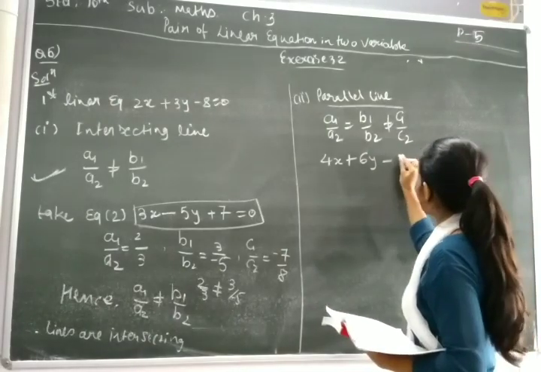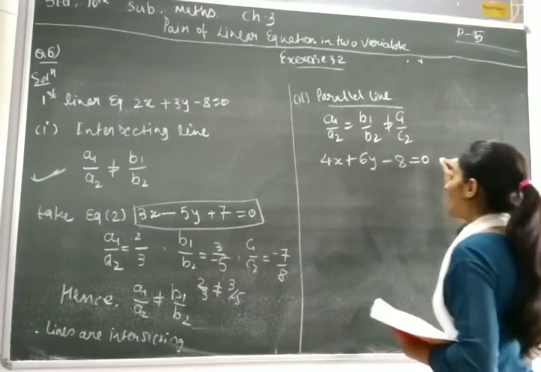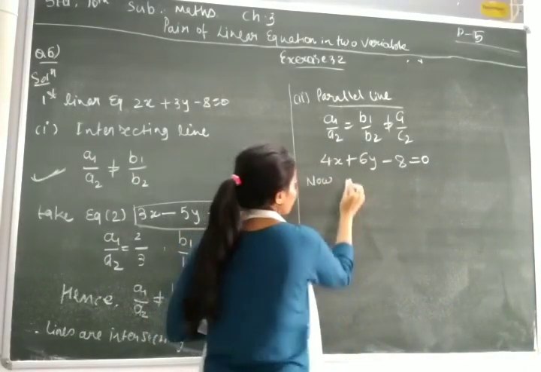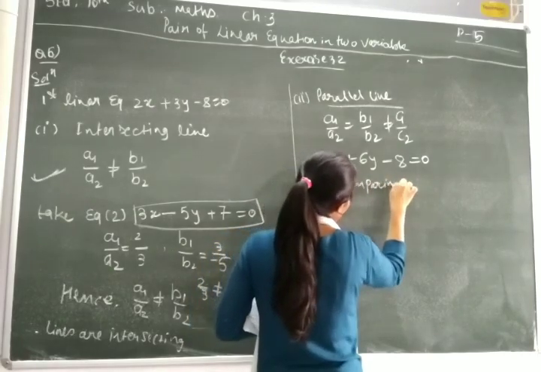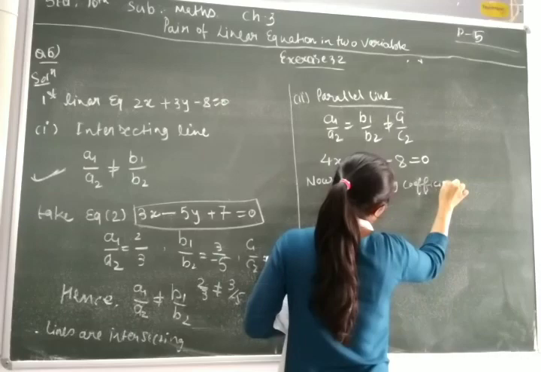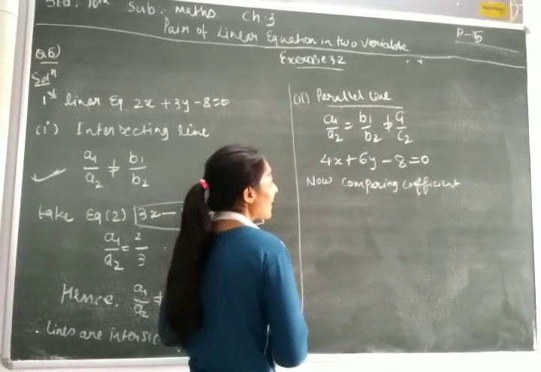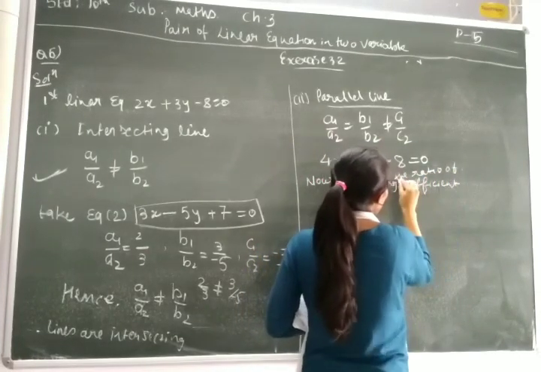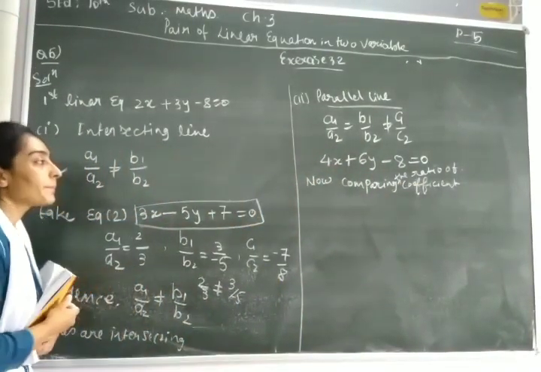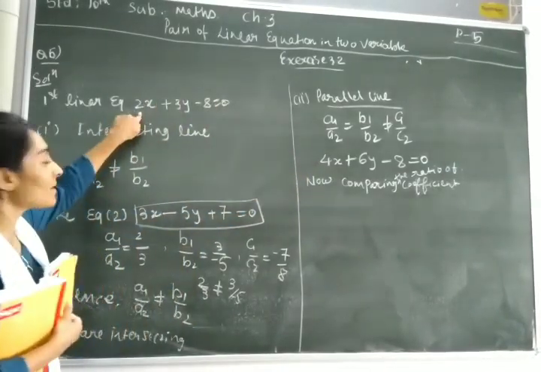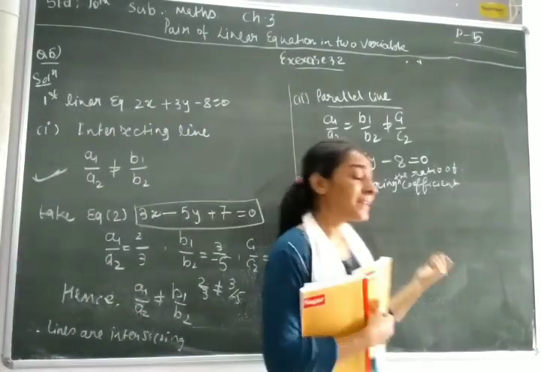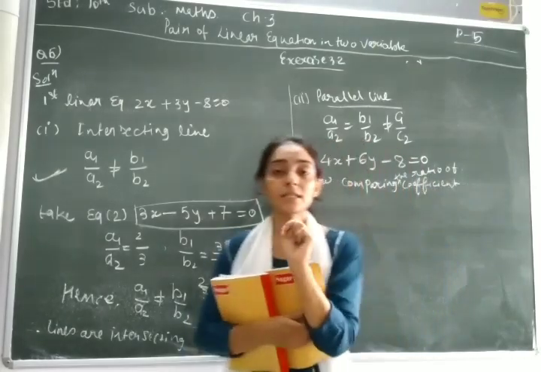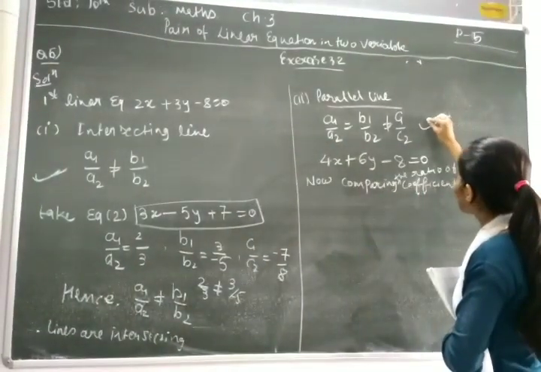Minus 6, 7 or 8, whatever you want. Compare the ratio of the coefficients. Okay, now this one is my second equation and this one is my first equation. Here you have to take some random equation so that both equations satisfy my condition for consistency. Okay, so we need to check this one.